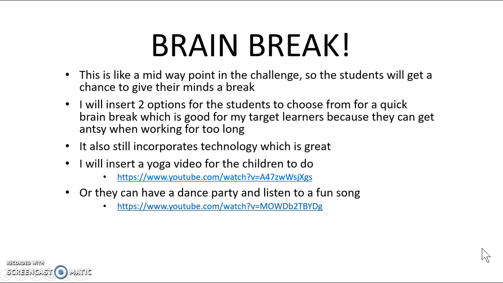So here I've included a brain break for the students because since they're in kindergarten, it can get antsy and boring just sitting and doing the badge. So I've incorporated two options. They can do yoga or do a little dance party.